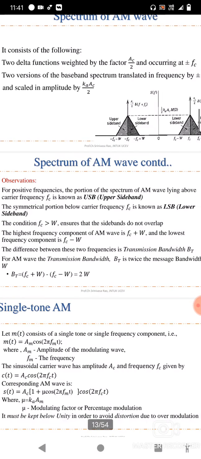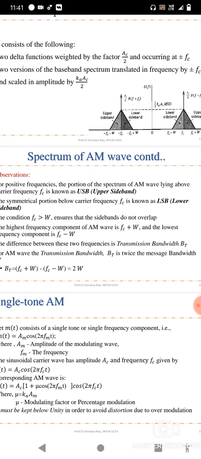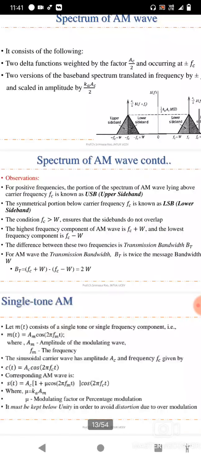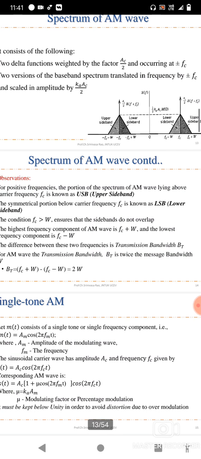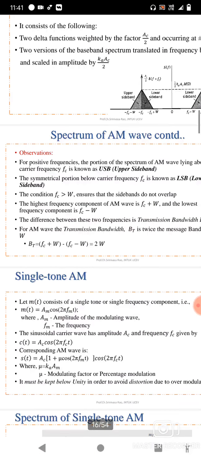The difference between these two frequencies is called the transmission bandwidth. So the difference between the highest frequency component and the lowest frequency component is the transmission bandwidth. For an amplitude modulated wave, the transmission bandwidth is represented as BT. For an AM wave, the transmission bandwidth is twice the message bandwidth. That means BT equals fc plus omega minus fc minus omega. So fc gets cancelled and we get 2 omega. So the transmission bandwidth BT equals 2 omega.